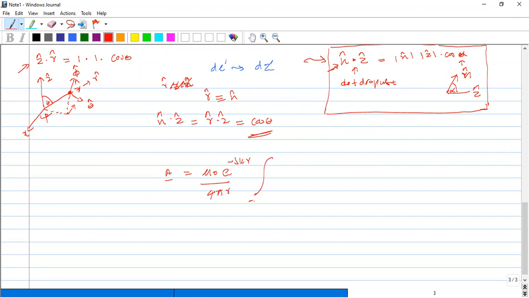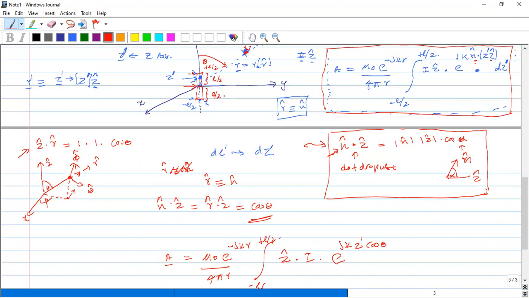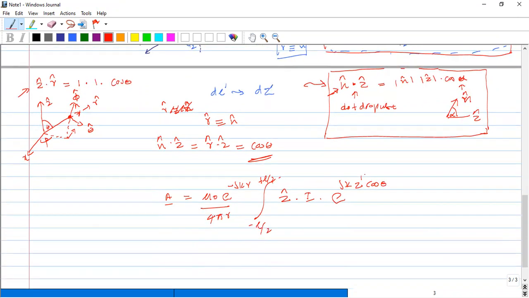Okay, minus L by 2 to plus L by 2, z hat I e to the power jk z dash cos theta. Because n hat and z hat, you have found that it is cos theta, and it is in z dash. So actually you can consider this z hat as z and dz dash as dz. No issue.